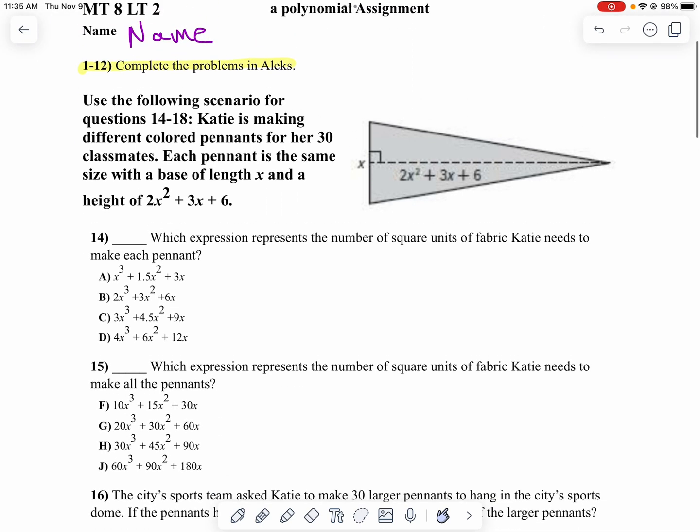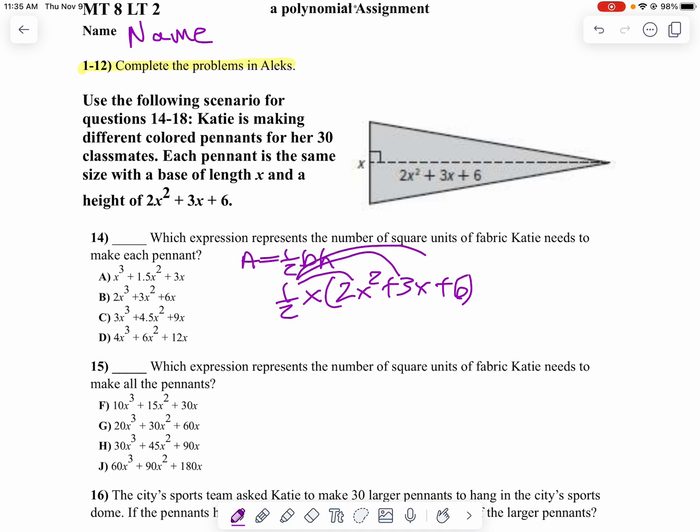On question number 14, we want to find the area of that pennant. Now remember, the formula for area is 1/2 times base times height. Well, in this case, notice my base is x. I'm going to multiply that by 2x squared plus 3x plus 6. So I'm going to distribute my 1/2 x to each term. So half of 2 is 1. X times x squared is x cubed.